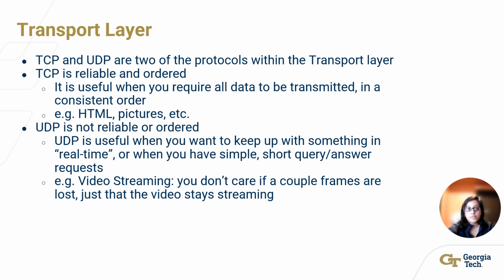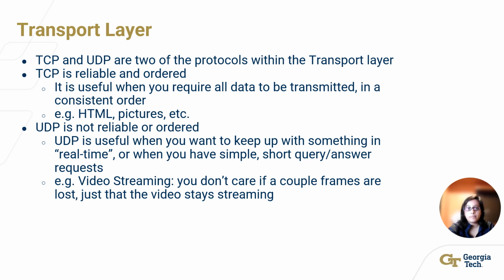Now, in the transport layer, TCP and UDP are two protocols, and TCP, or Transmission Control Protocol, is the one for reliability and order. It ensures that all the data is transmitted and received in a consistent order. Applications that rely on TCP include web browsing, loading web pages with all their elements, file downloads, email transfers, and more. In a sense, TCP guarantees that no data gets lost or jumbled along the way.